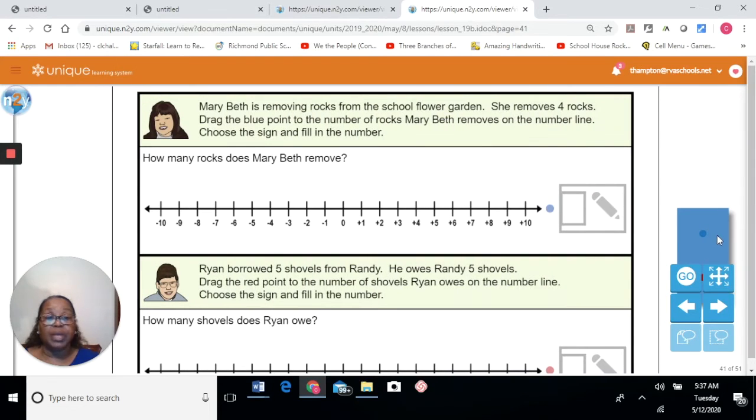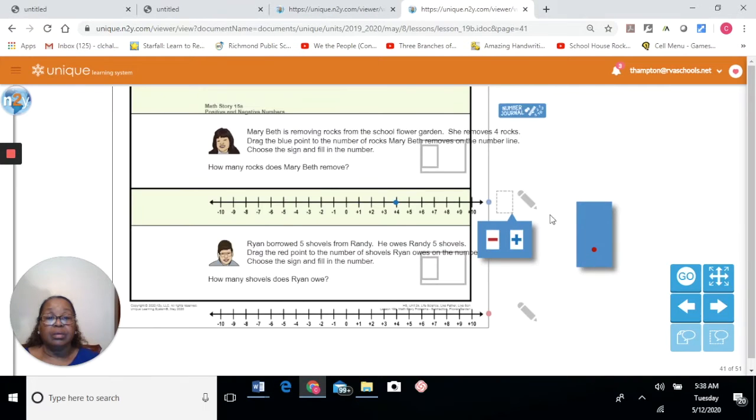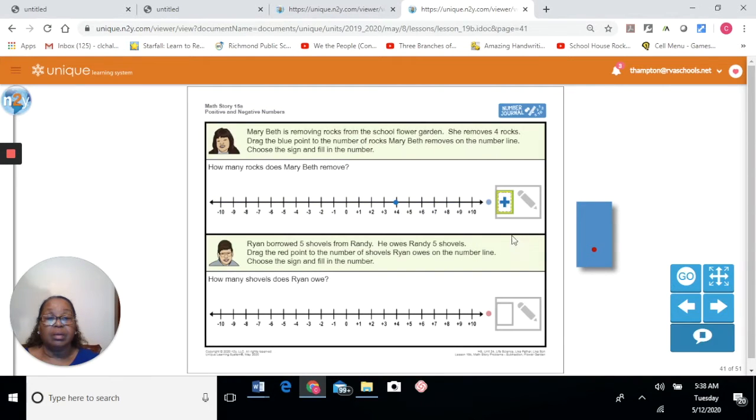I'm using the wrong dot. How about that? So we have our positive 4, and that's going to be the number 4. She removed them. That means she has them.